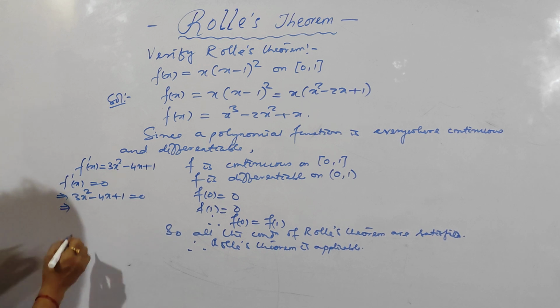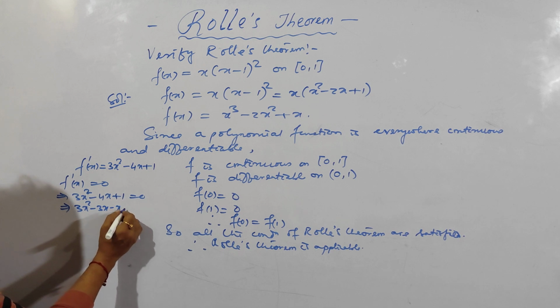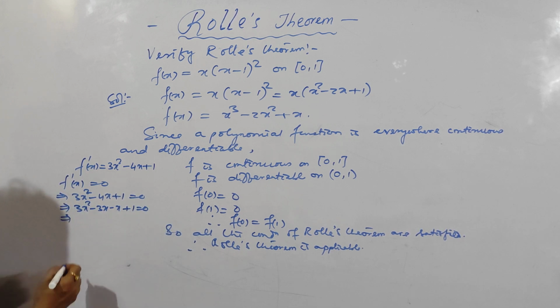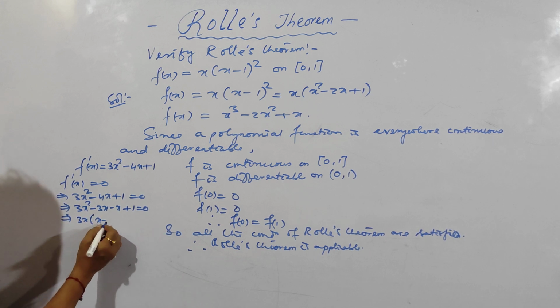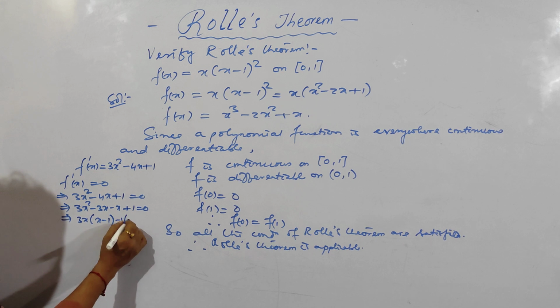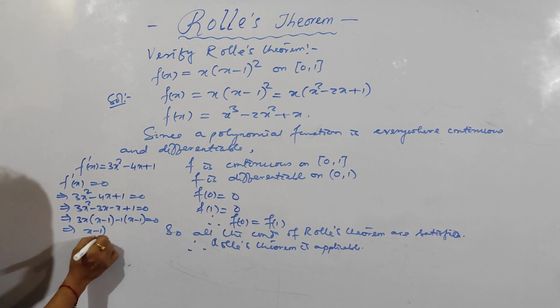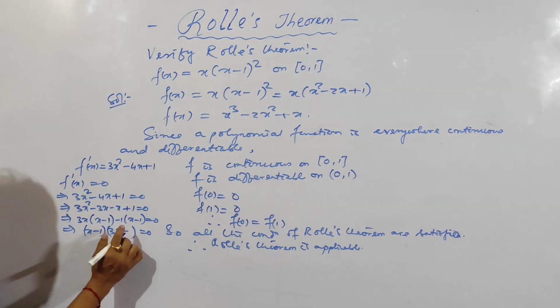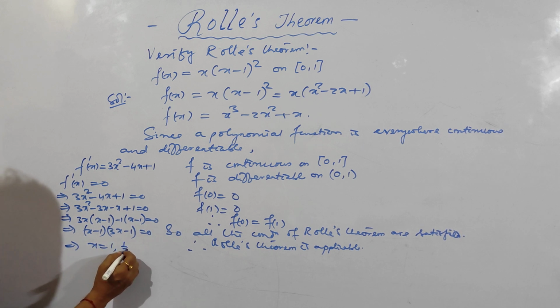So what you have to do? See here, 3x square minus 3x minus x plus 1 equal to 0. I am now doing the factorization. So take common 3x, it will be x minus 1, and minus 1, it will be x minus 1, equal to 0. So here x minus 1 into 3x minus 1 equal to 0. So x is equal to 1 and 1 by 3.